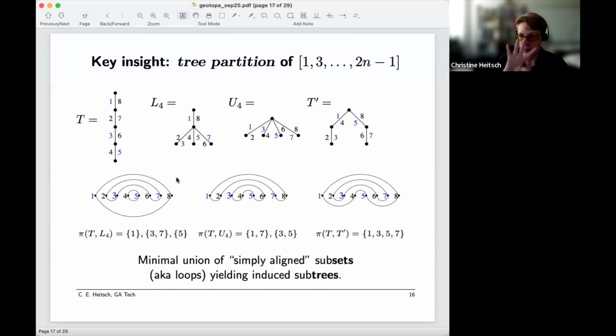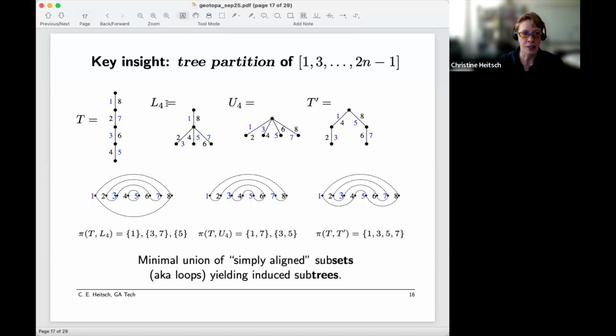And so the rainbow arcs are on top, and then for this tree U4, I've just got one arc from 1 to 2, 3 to 4, 5 to 6, and 7 to 8. And so I get 2 different closed loops here. And those are my simply aligned subsets. So the way that I get these simply aligned subsets is I take one tree that I'm interested in, I take the other tree that I'm interested in, I look at their non-crossing perfect matchings, that is their corresponding arc diagrams, and I put one on the top and one on the bottom and trace out the closed loops. And I'm only going to pay attention to the odd edges here. And so this particular one gives me a partition of the odd integers that consists of 1 and 7, and 3 and 5.